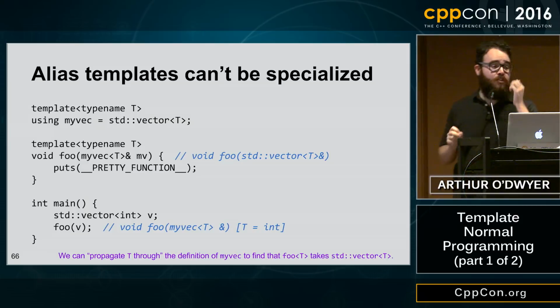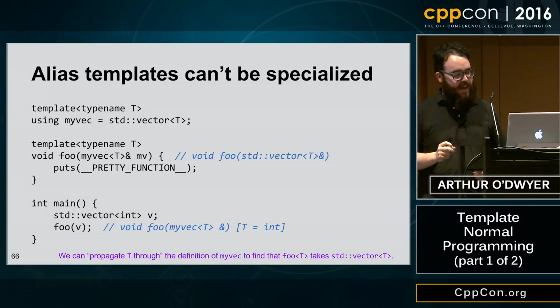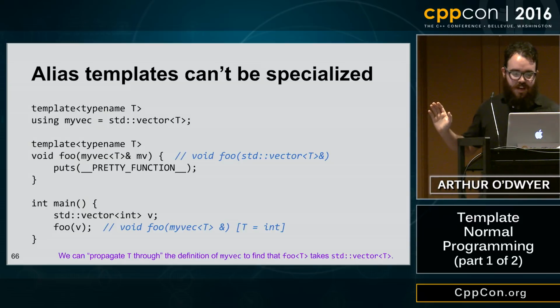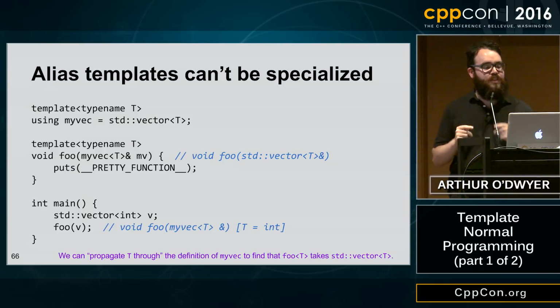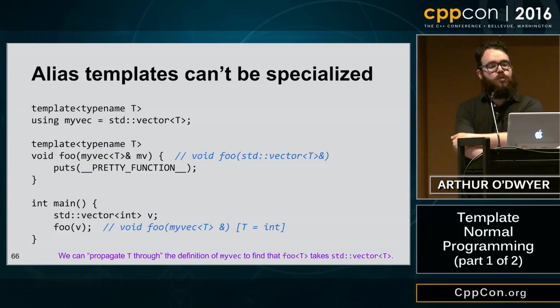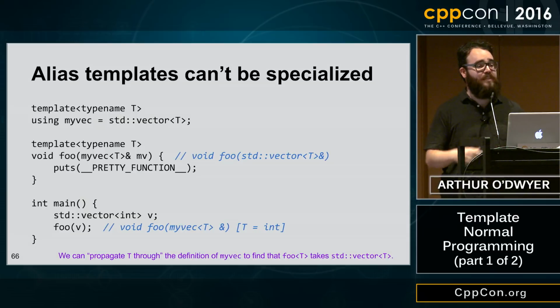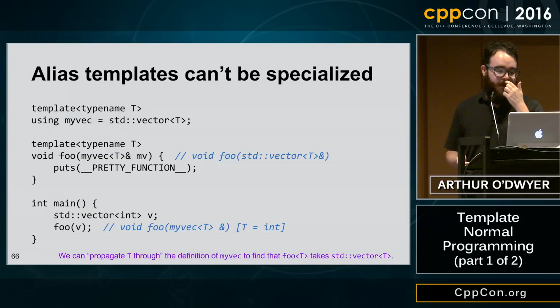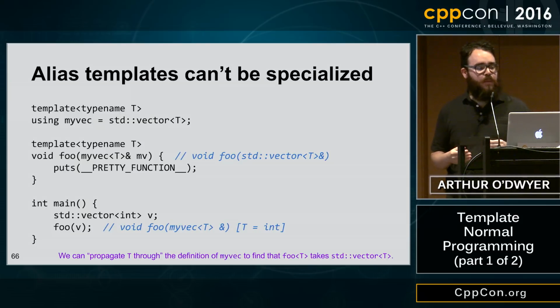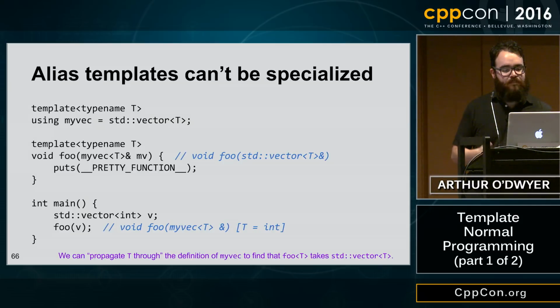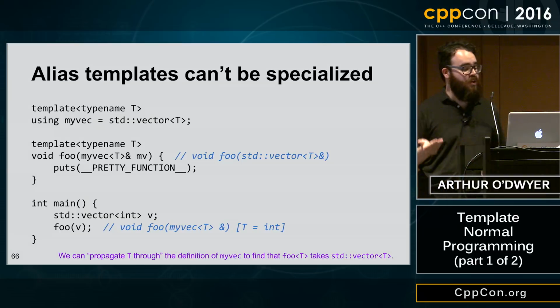Alias templates cannot be specialized. This is important. And the reason this is important is that in this example here, I've got a function foo that takes a myvec of t ref. Now, if I were allowed to specialize myvec of t for some t, like if myvec of void turned out to be int instead of std vector of something, then I would have a real hard time with overload resolution, with figuring out which foo I'm supposed to call.